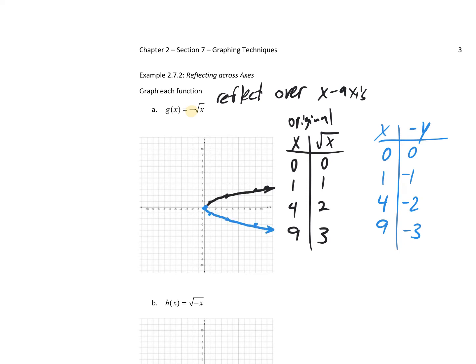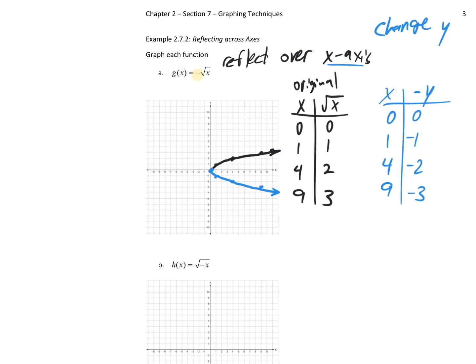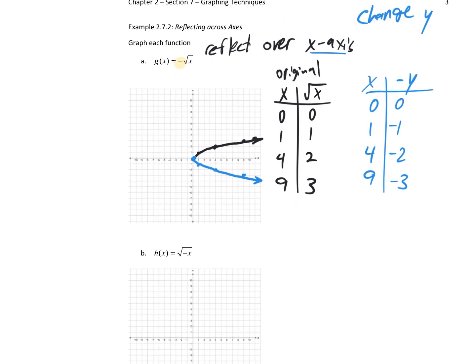Okay, and so by adding that reflection, adding that negative, my graph has flipped over. And you can see that this change is vertical, that reflection over the x-axis is going to change only your y values. And the second example is actually the opposite. We're instead going to change our x values, and it's going to reflect over the y-axis.